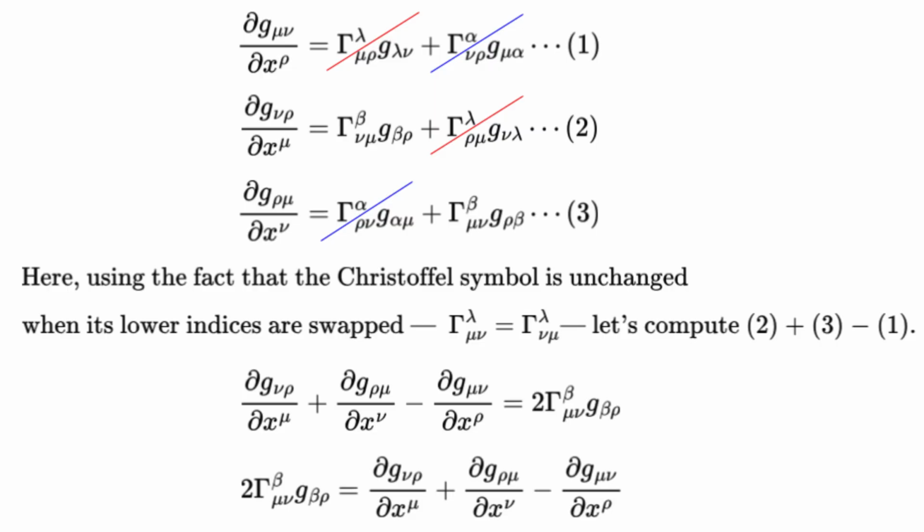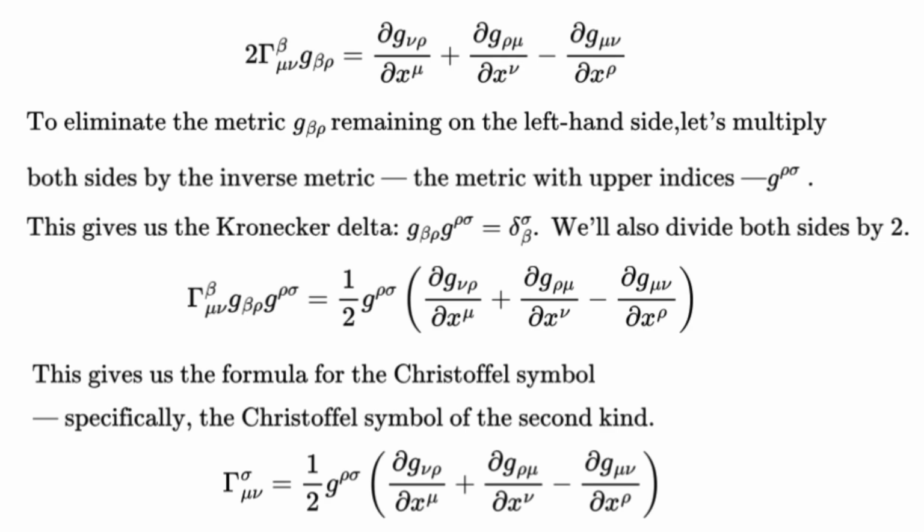Here, using the fact that the Christoffel symbol is unchanged when its lower indices are swapped, Gamma lambda mu nu equals Gamma lambda nu mu. Let's compute 2 plus 3 minus 1. To eliminate the metric, g beta rho, remaining on the left-hand side, let's multiply both sides by the inverse metric.